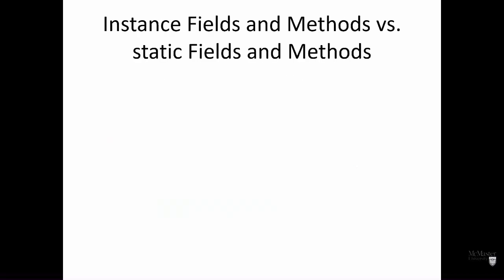Last time we also discussed this topic, which is the difference between instance fields and methods and static fields and methods. Can someone remind me of what is the main difference between an instance variable, for example, and a static variable?